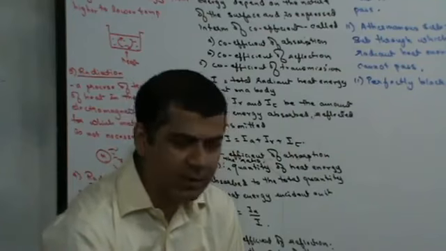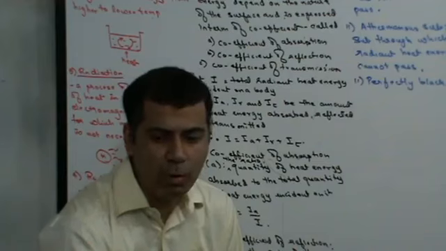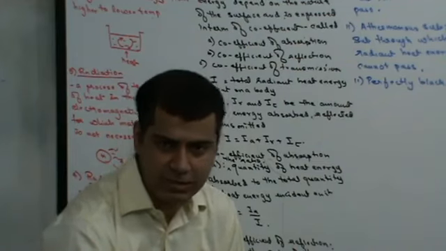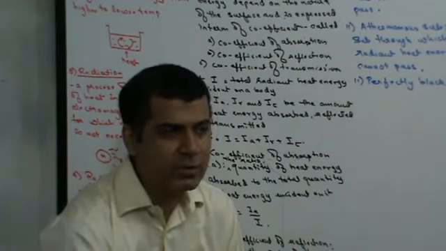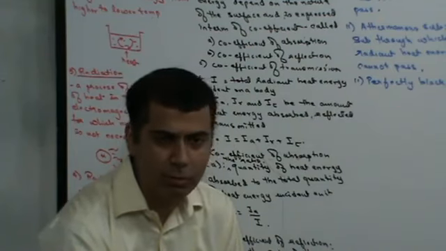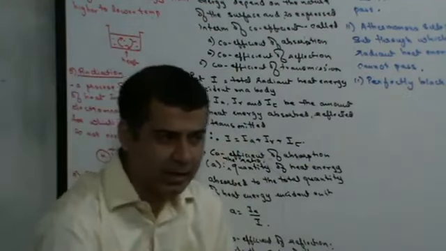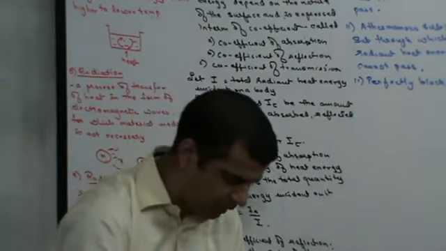But what would be a perfectly black body? A perfectly black body would be one which would absorb all the radiant heat energy incident on it, for which the values of transmission and reflection would be 0. Here, I would be equal to Ia. Do we get this thing clear? That's what a perfectly black body is.